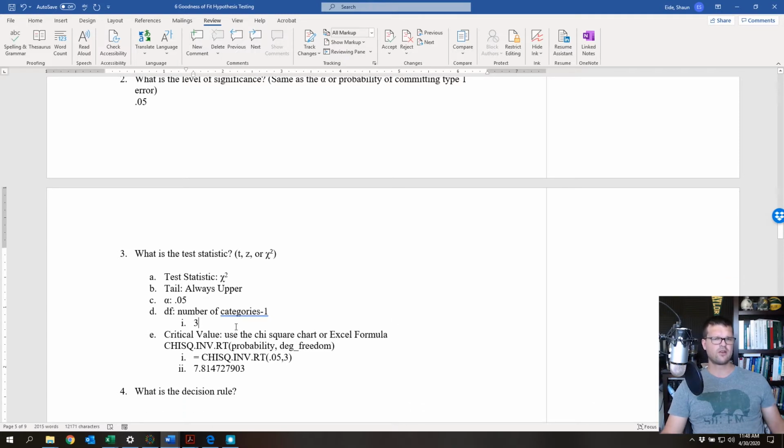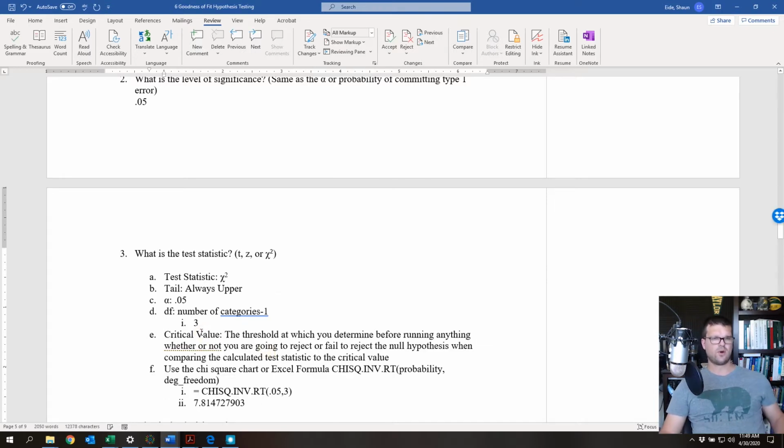Remember, what's the critical value again? It's the threshold that you determine before running anything. That means before you run any sort of test, the threshold, or that number point, that you determine before running any test, whether you are going to reject or fail to reject the null hypothesis when comparing the calculated test statistic to the critical value.